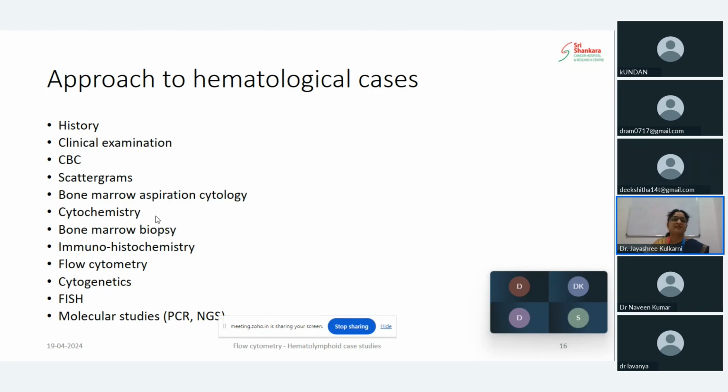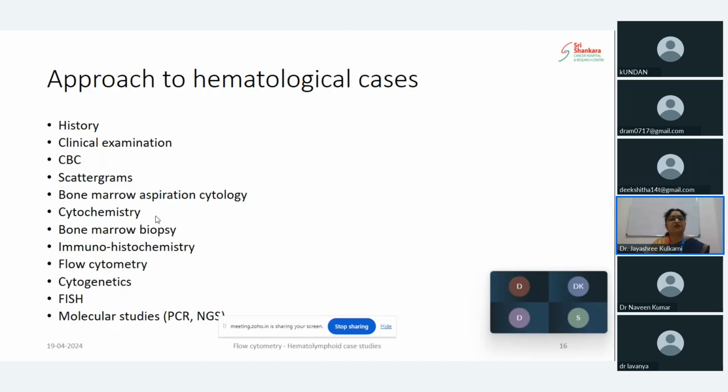Next step, obviously, is the bone marrow aspiration cytology. What else you can do on the aspiration cytology is your cytochemistry, like MPO, PAS, NSE, and TRAP. These are your cytochemical stains. Next comes the bone marrow biopsy.